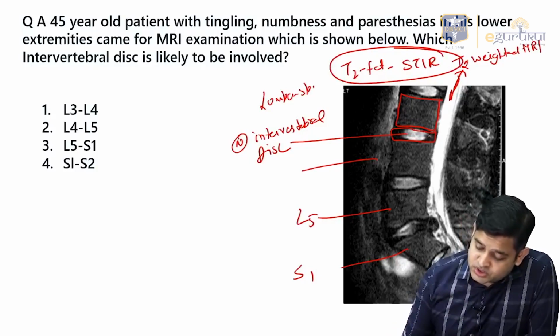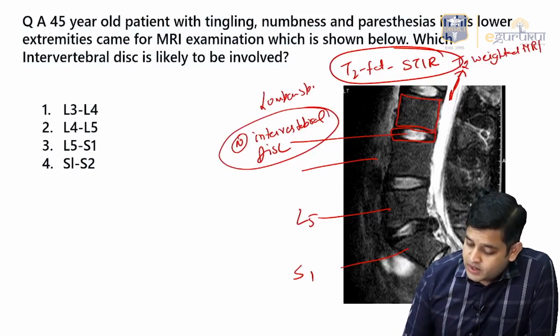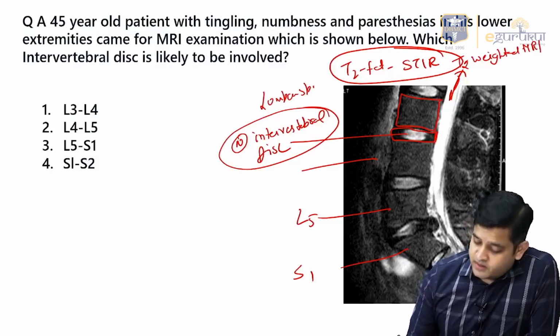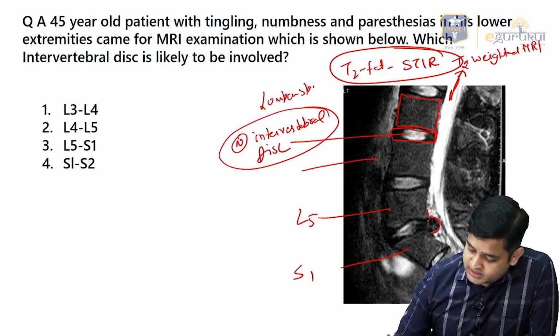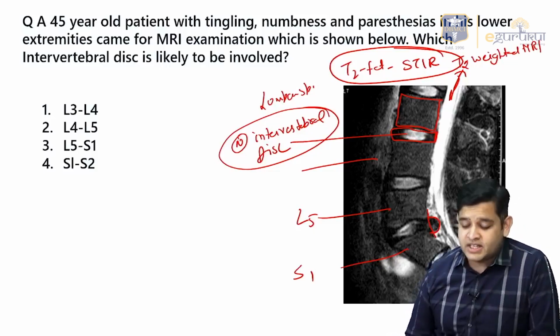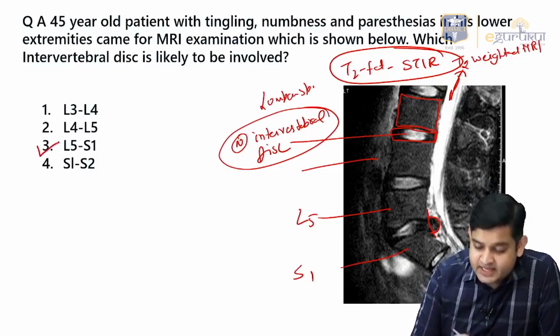Okay, now what do you see? This is the normal intervertebral disc. Now normally the disc does not cross the vertebral margin, but here the disc is getting herniated. So there is a disc herniation, and this disc herniation is seen at L5S1 level.